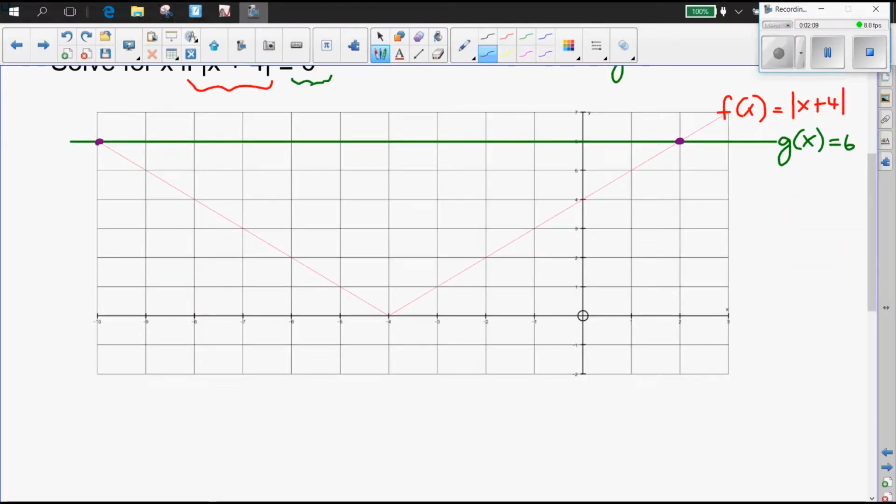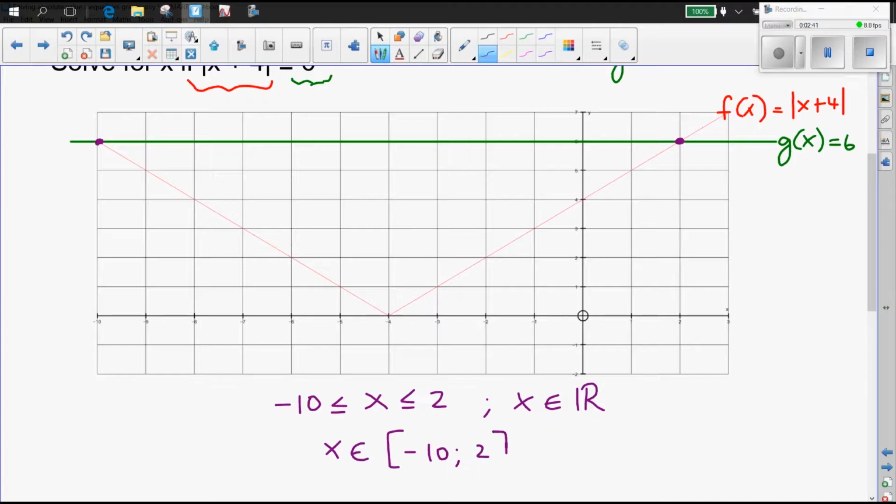So we say that x must be smaller than or equal to 2, but greater than or equal to negative 10 for all real values. Because between these two x values, the y values of the absolute value graph are less than those of the straight line graph. That is, they are less than 6. We may also write this using square brackets because we're including negative 10 and 2 in our solution.